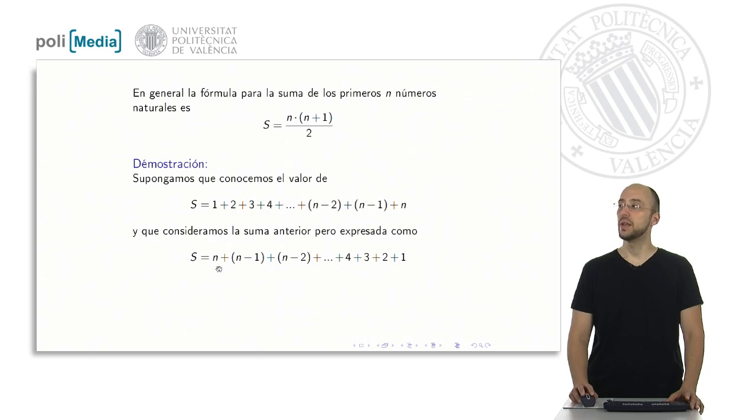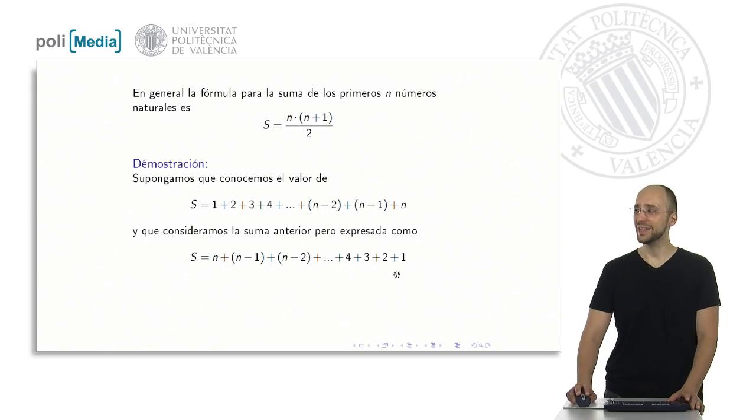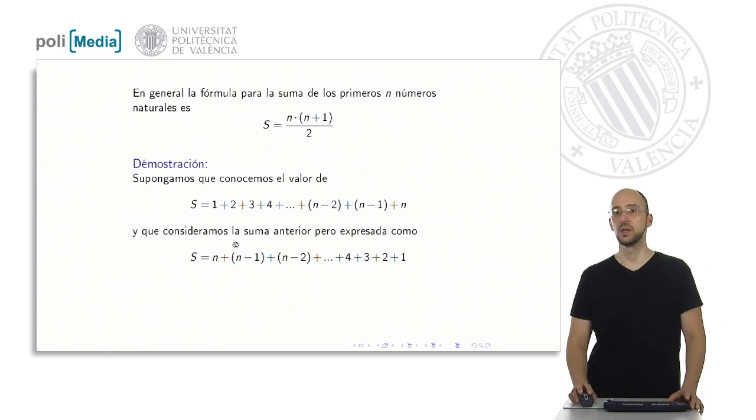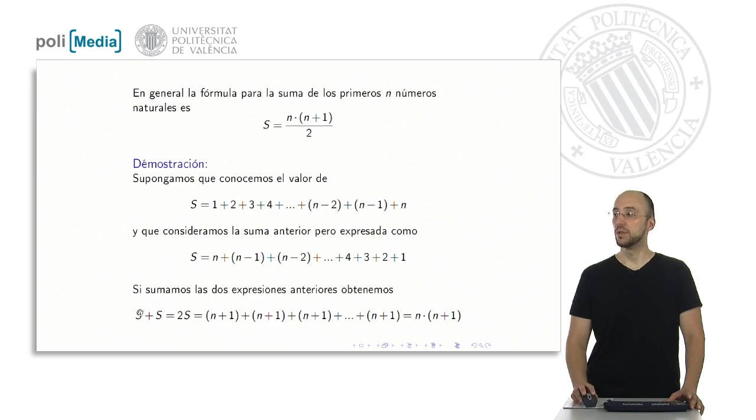First the n, then the n minus 1, then n minus 2, and so on up to 1. If we now add these two equalities, from the first part, the part on the left, s plus s would be 2s. And the other part, let's add it up by columns. Look. As I said before, here we have 2s, that is s plus s. And let's add it by columns.